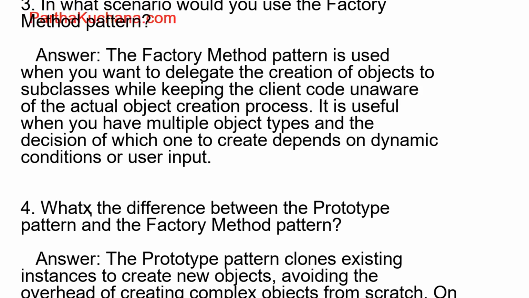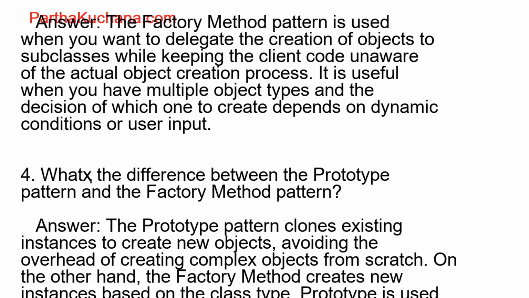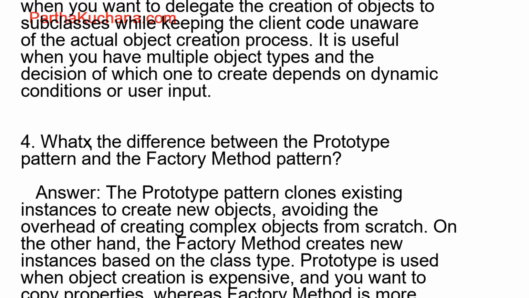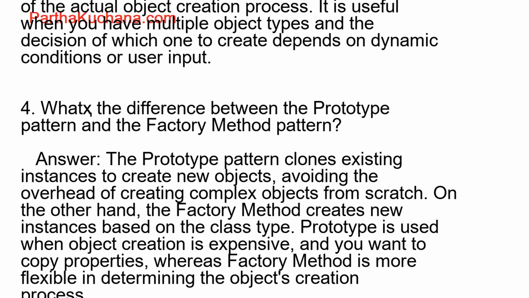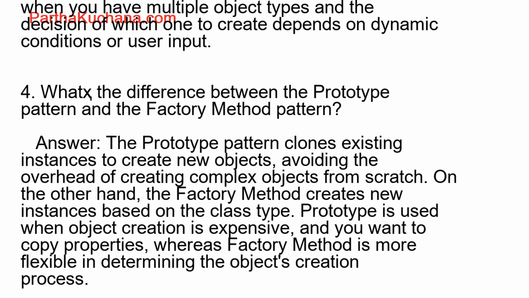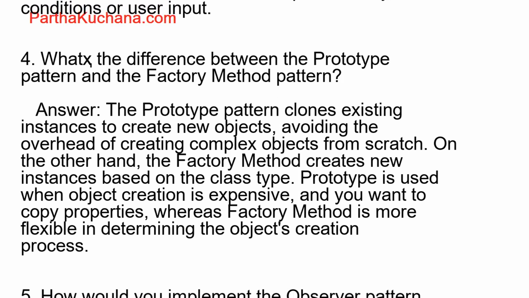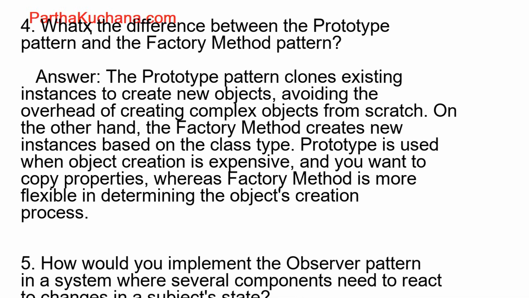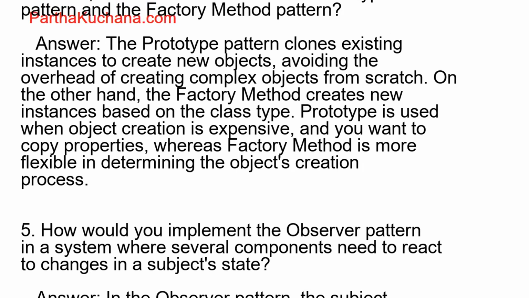5. How would you implement the observer pattern in a system where several components need to react to changes in a subject state? Answer. In the observer pattern, the subject maintains a list of observers that need to be notified of any state changes. Whenever the state changes, the subject calls the notify method, and all observers get updated. For example, this can be used in a GUI application where UI elements need to update when underlying data changes.